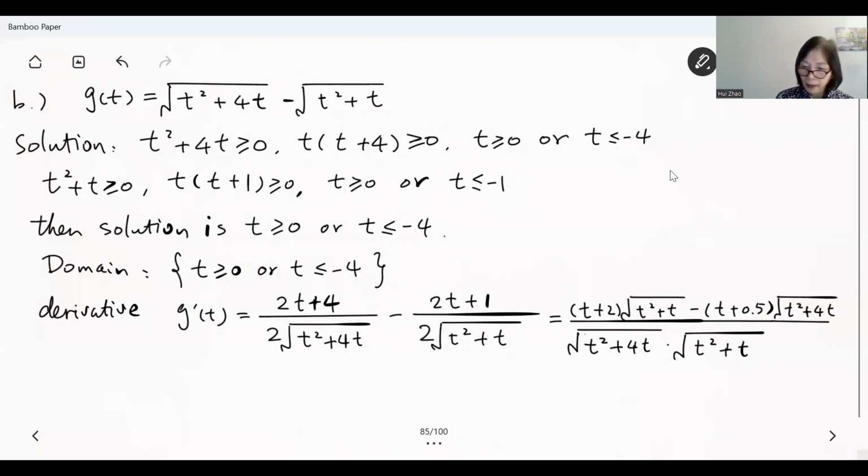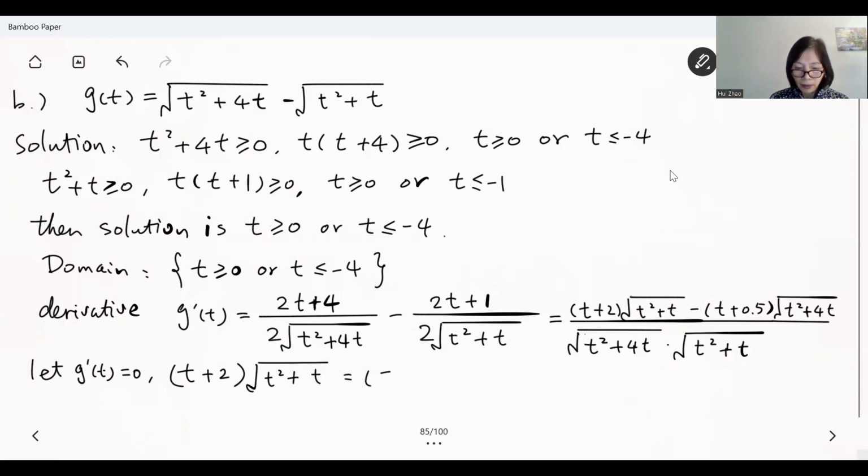And next, we'll let the derivative equal 0. Then we just check the numerator, right? The numerator equals 0, so we can write it down like that: (t plus 2) times the square root of t squared plus t equals (t plus 0.5) times the square root of t squared plus 4t. Okay, and then both sides are squared, and then simplify.